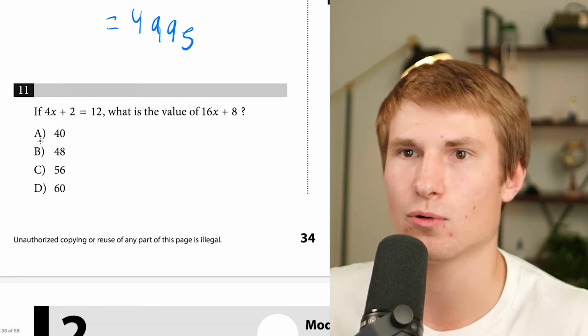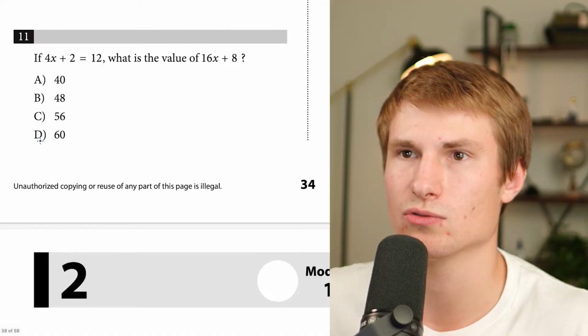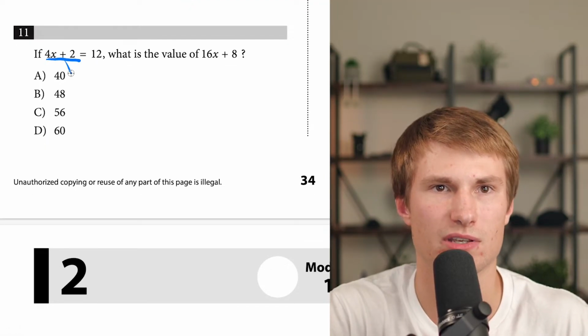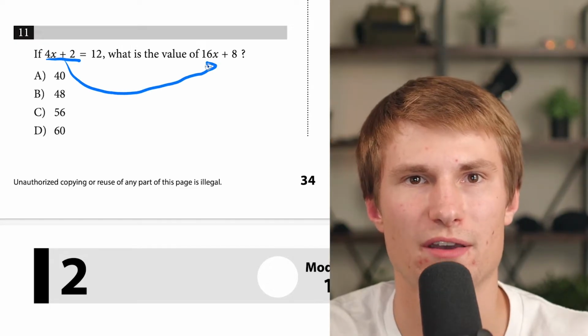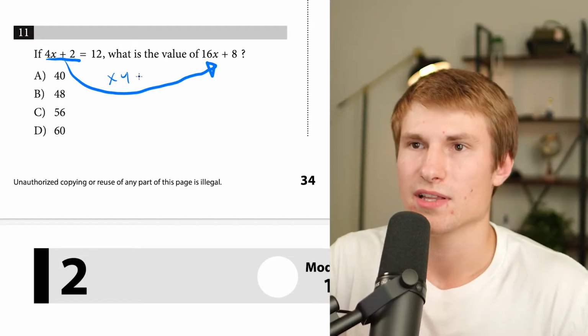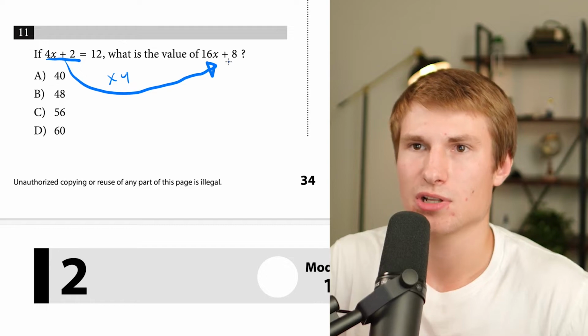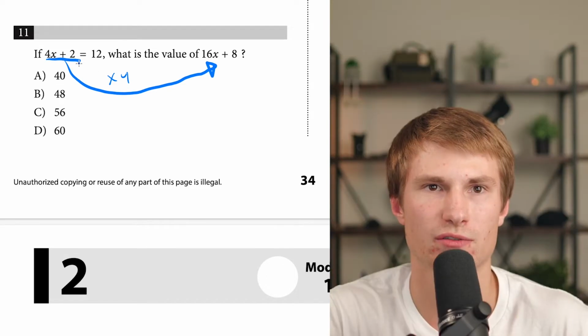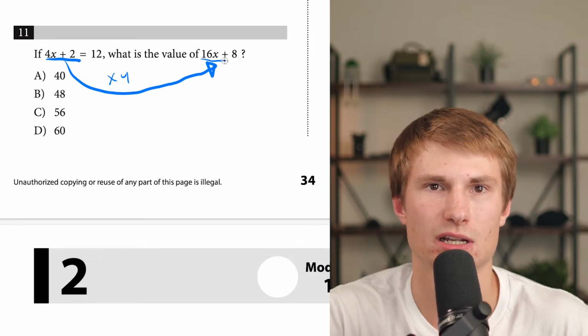We've got: if 4x plus 2 is equal to 12, what is the value of 16x plus 8? Okay, immediately what jumps out to me is that if I multiply 4x plus 2 by 4, that's going to get me my 16x plus 8. So this is a question where you can use the shortcut of this proportion, it being multiplied by 4 to get to 16x plus 8.